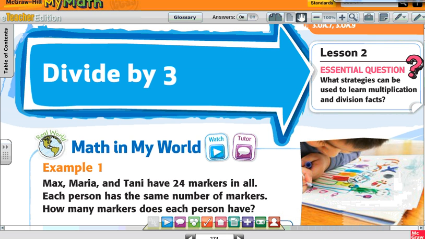It's chapter 7, lesson 2. It says divide by 3, as we're dividing by 3.